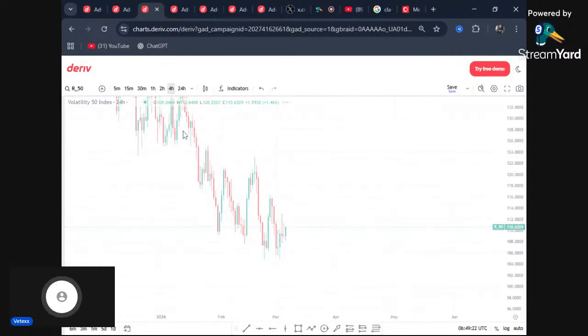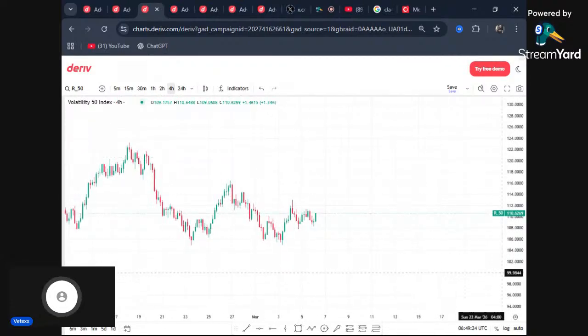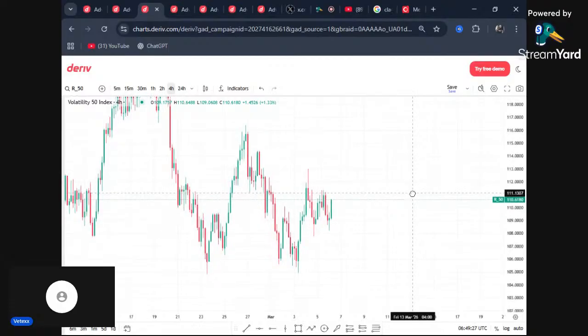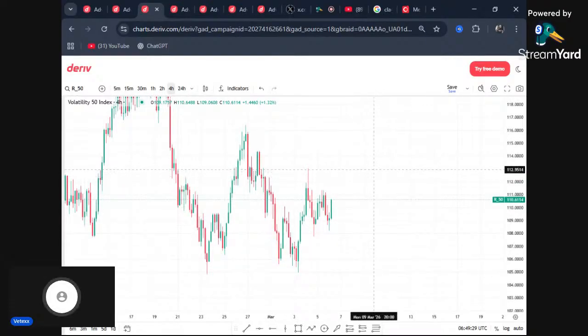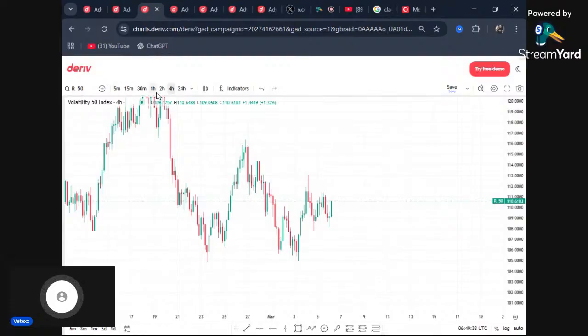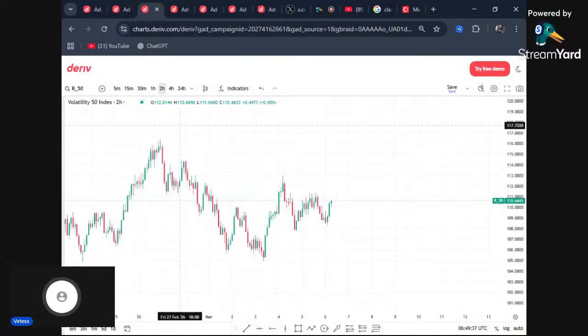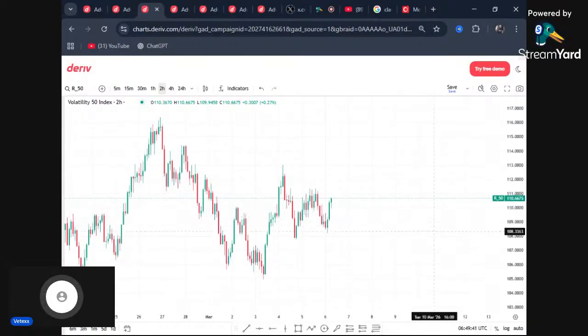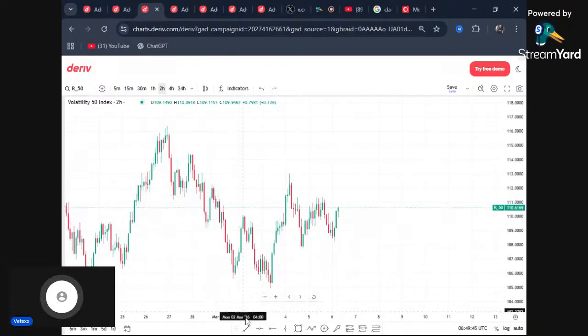On the 4-hour time frame, do we have a continuation? We don't really have anything on the 4-hour time frame. So let's go to the 2-hour time frame. The recent POI on the 2-hour time frame is what we are going to be working with. Okay. So on the 2-hour time frame, what do we have? So this is what we have on the 2-hour time frame.